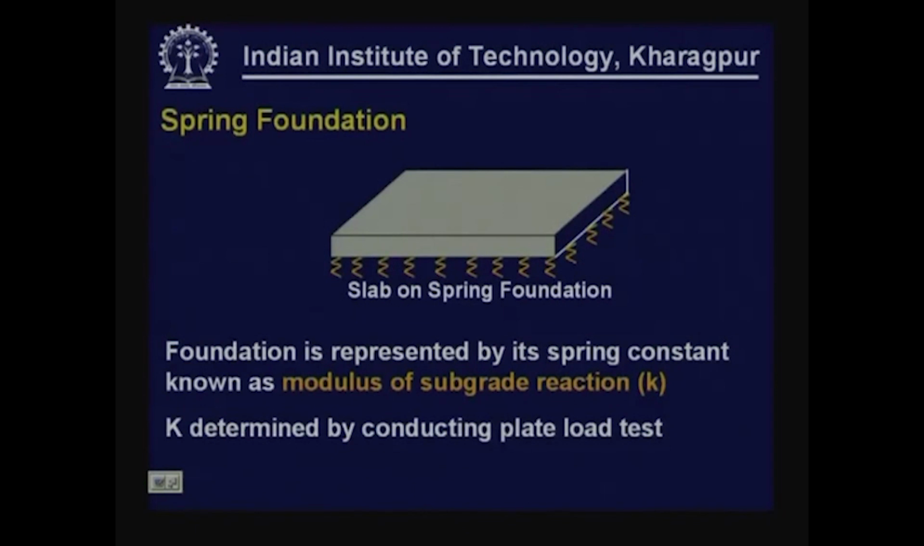As I said, spring foundation is the most common assumption that we make about the foundation of concrete pavements. In this, the foundation is represented by its spring constant known as modulus of subgrade reaction, K. If this is being determined from a field test, it is determined by conducting a plate load test on the foundation.